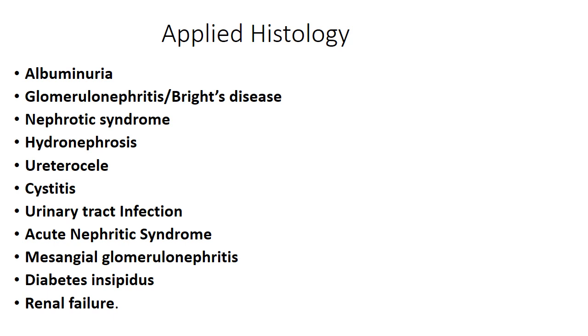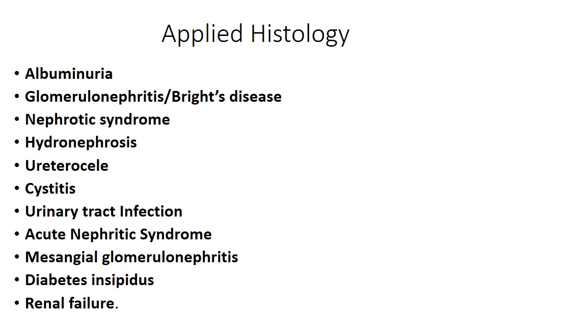Then there is hydronephrosis. Hydronephrosis is the dilatation of renal pelvis and calyces, mostly due to obstruction of urine outflow. And hydronephrosis develops if the pelviureteric sphincters are incompetent. The ureterocele is cystic dilatation of terminal part of ureter within the urinary bladder wall, and it can be visualized by cystoscope.